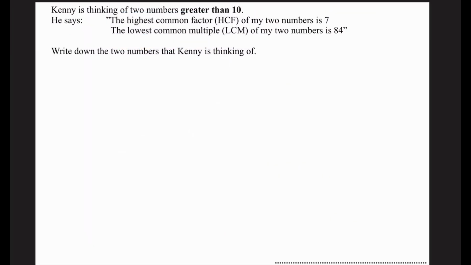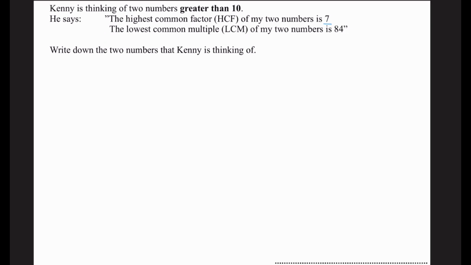So now moving on to the last question. Kenny is thinking of two numbers greater than 10. He says the highest common factor of his two numbers is 7, and the lowest common multiple of his two numbers is 84. Write down the two numbers that Kenny is thinking of. So we know HCF equals 7, and LCM equals 84. So now we have to use this information to try to work out what the original numbers could have been to get us these two numbers as a result.